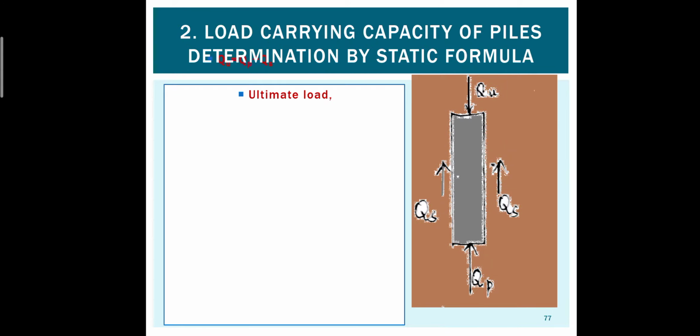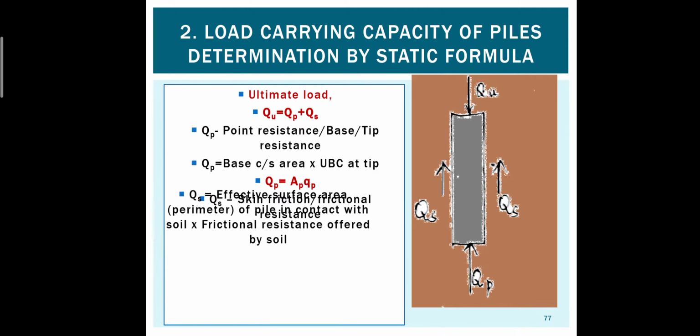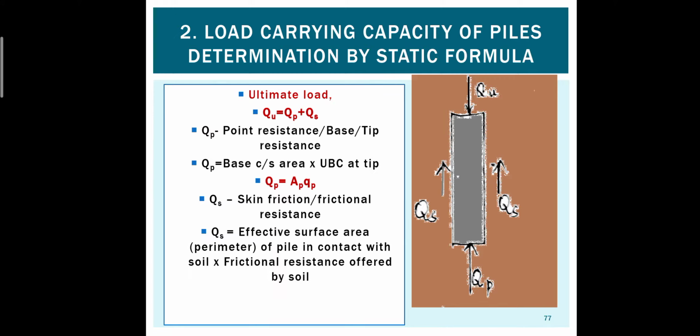So, ultimate load is given by Qu = Qp + Qs, where Qp is the point resistance or tip resistance, which is given by area into pressure, and the area is Ap into qp. For Ap, you put the cross sectional area. Qs is the frictional resistance or the skin friction. It is also given by area into pressure, where the area is As, the perimeter area, and fs is the frictional resistance of it.